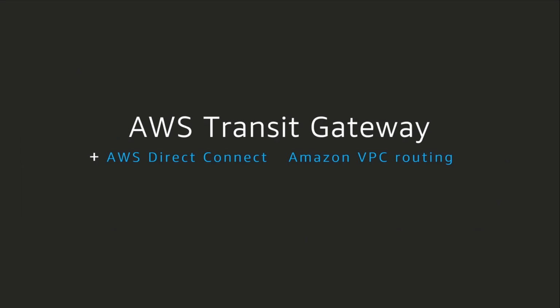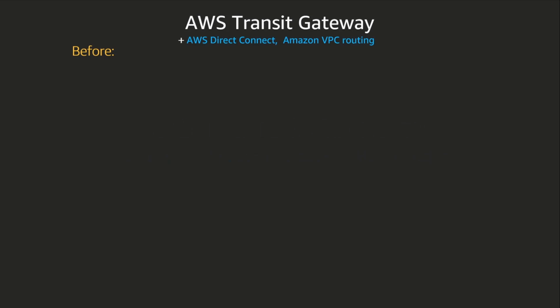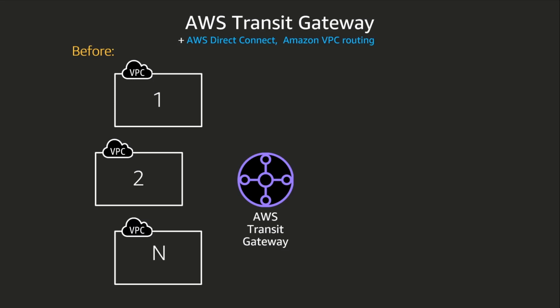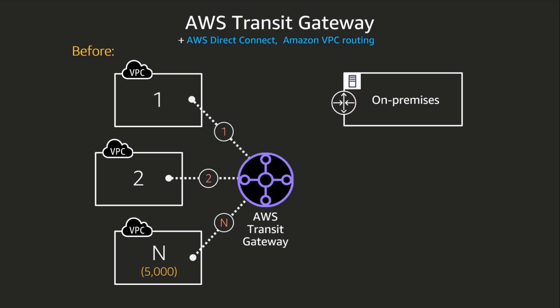All right, let's talk about AWS Transit Gateway, one of my favorite services. And we're going to throw in some Direct Connect and some Amazon VPC in here as well. So Transit Gateway, what is it? Well, Transit Gateway is really a logical routed entity which allows us to connect to many VPCs. So in this case, we've got three VPCs, VPC1, VPC2, and VPC-N. Now, N could be up to 5,000 VPCs. So we can have up to 5,000 VPCs attached to a Transit Gateway.